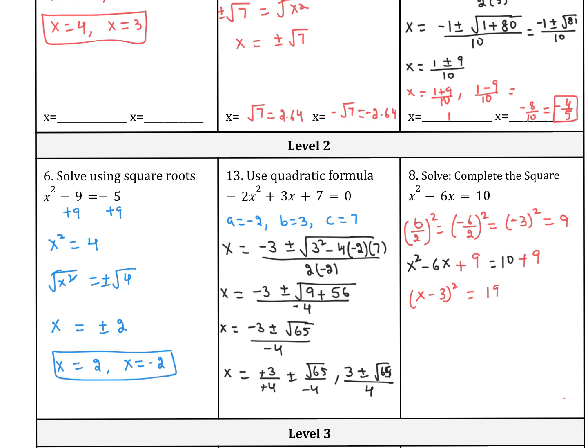And when you want to find the x value, you need to remove the square, and then you get plus or minus square root 19. x minus 3 equals plus or minus square root 19. You're going to add 3 on both sides, so you get x equals 3 plus or minus square root 19.